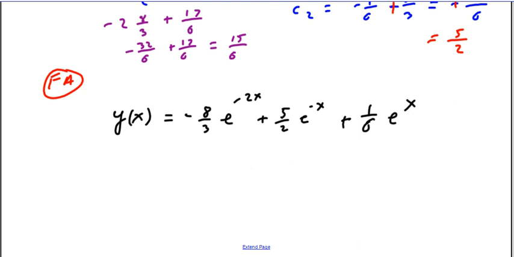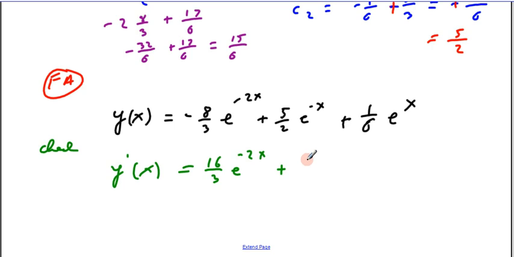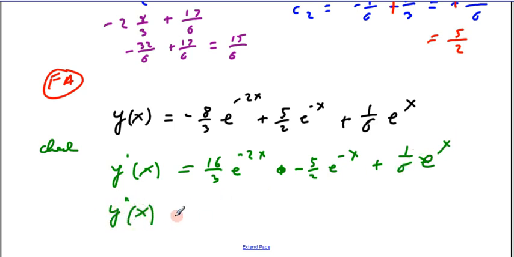Okay, so we're hoping that that's right. We're going to check our work. y prime is 16 over 3 e to the minus 2x minus 5 over 2 e to the minus x plus 1 over 6 e to the x. y double prime is minus 32 over 3 e to the minus 2x plus 10 over 2 e to the minus x plus 1 over 6 e to the x.